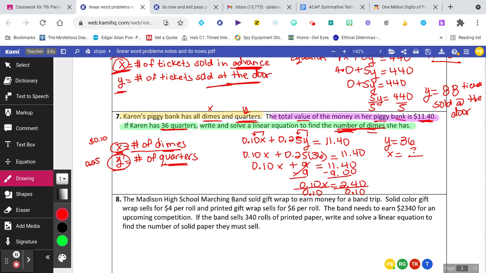So we end up with exactly 24 for X. But that unknown number is the number of dimes. So I'm going to say if she has 36 quarters, she has 24 dimes. And that will give her a total value of $11.40. But your answer is 24 dimes.